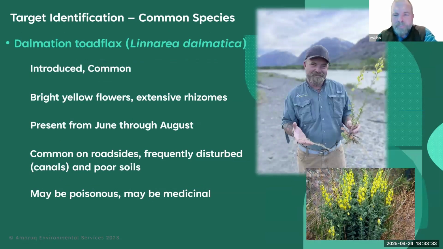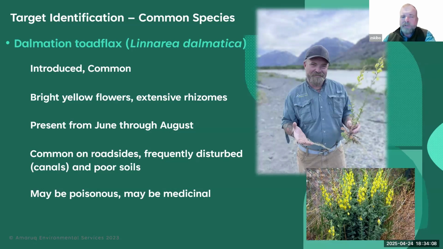Dalmatian toadflax. Here's a picture of yours truly holding some over in Wyoming. This one is introduced and it's highly common, or very common. It's got bright yellow flowers, very heavy rhizome system. So if you look at that picture, this plant that I'm holding is actually a single season seedling. And you note that those roots are almost 3 feet long. This is a plant that established itself in a river floodplain post-spring runoff and was able to grow a rhizome system almost 3 feet long. So this plant, once it's established, is very hard to get rid of.